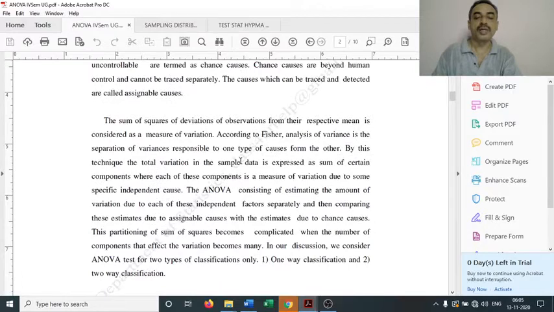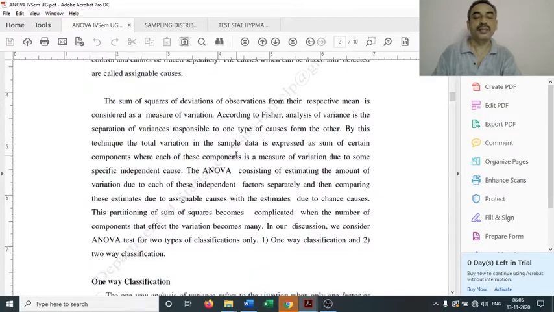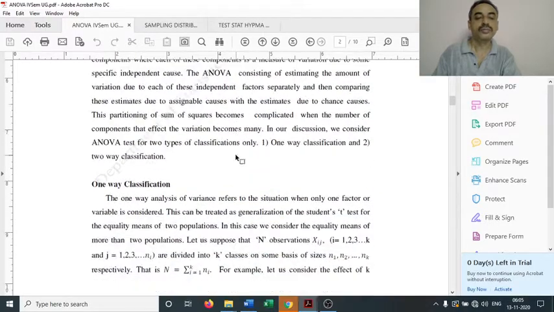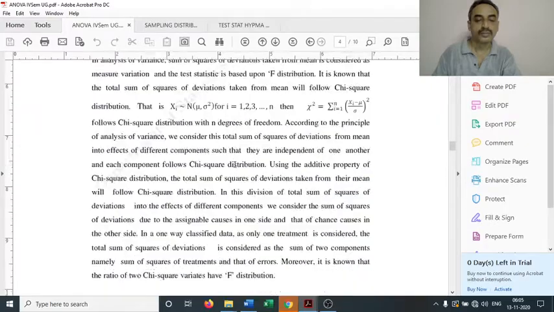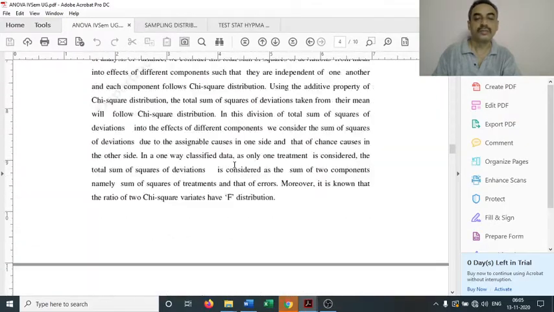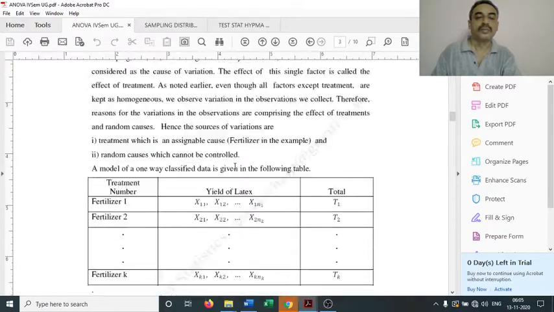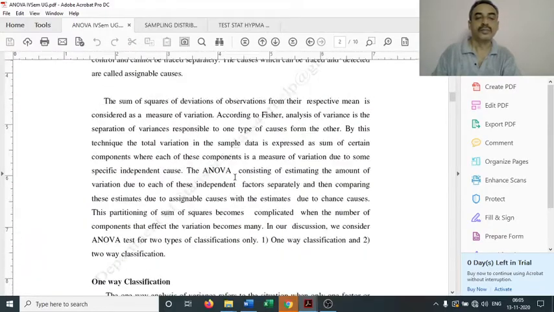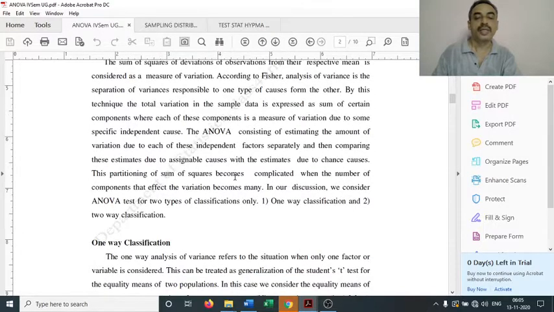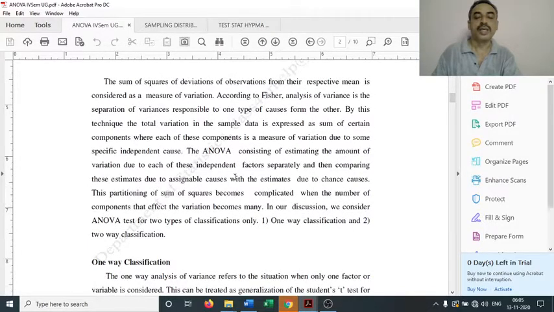Next, we come to the main principle used in the formulation of analysis of variance. Analysis of variance deals with a test for equality of means of several populations. So first, if you take only one factor as a topic of our discussion, it becomes a one-way classification, or ANOVA for one-way classified data.